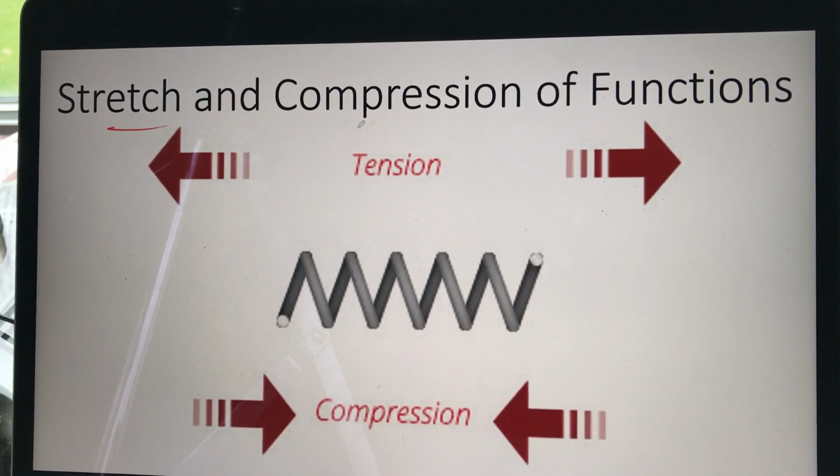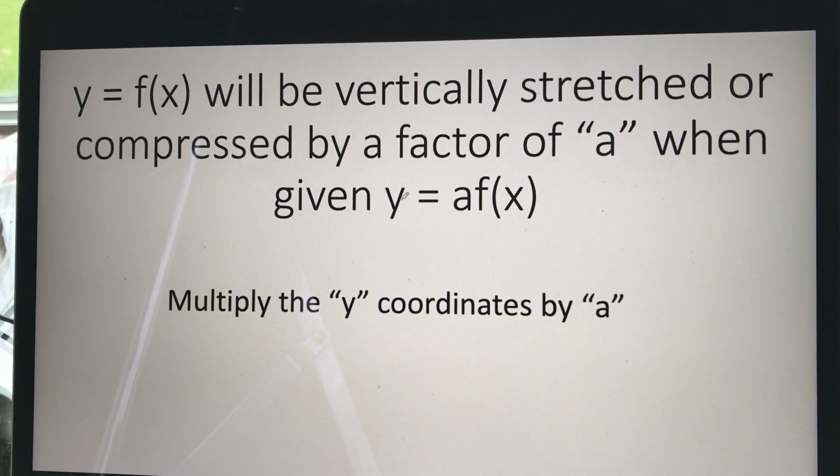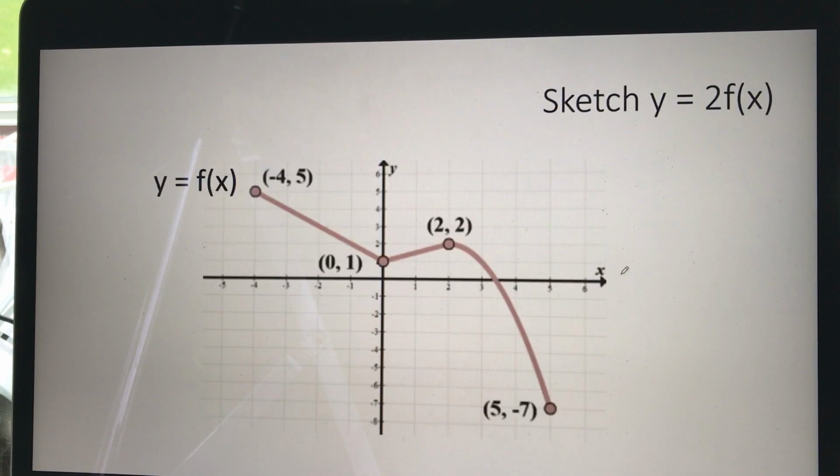Next will be stretch and compression of functions. Given some function y equals f of x, it will be vertically stretched or compressed by a factor of a when we're given this function y equals a f of x. We've seen this before. The number out front of the function tells us what's happening for the stretch and compress. Mechanically, we multiply the y coordinates by whatever that a is.